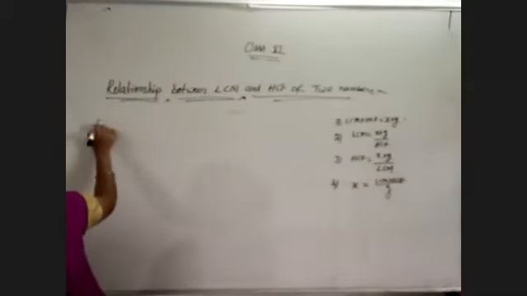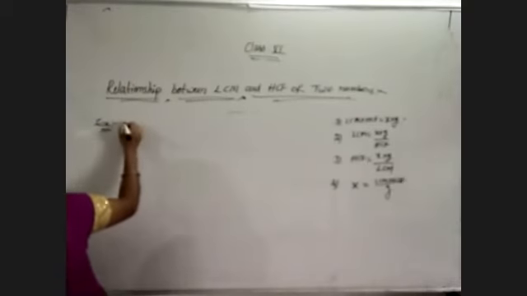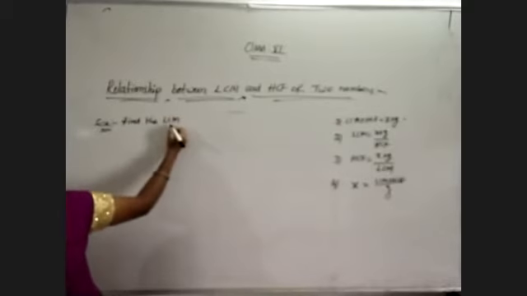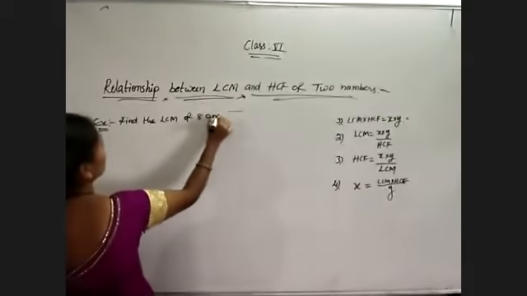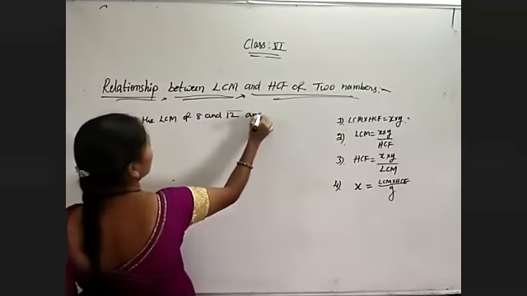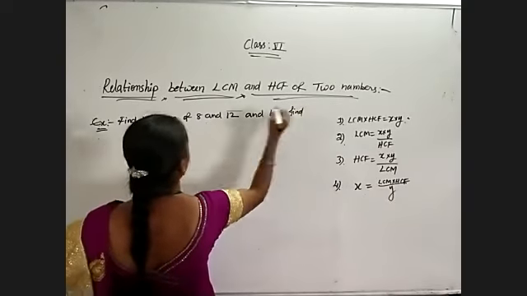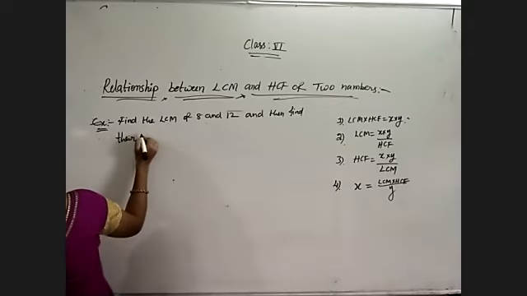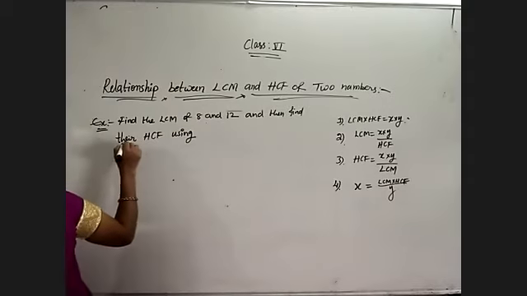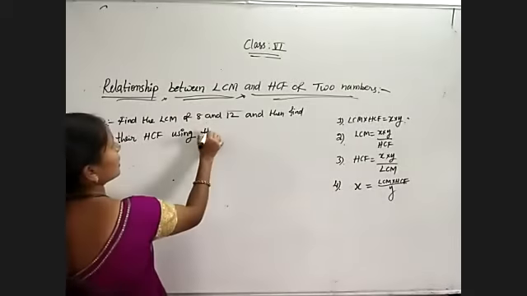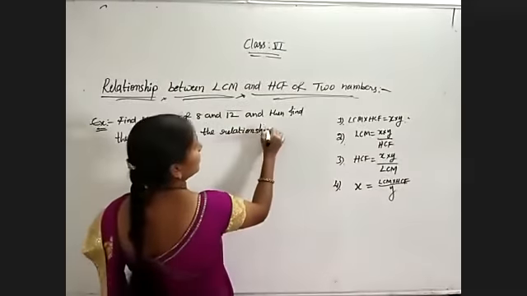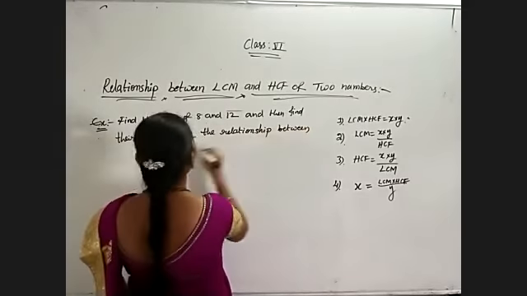So my example problem is: find the LCM of 8 and 12, and then find their HCF using the relationship between LCM and HCF.